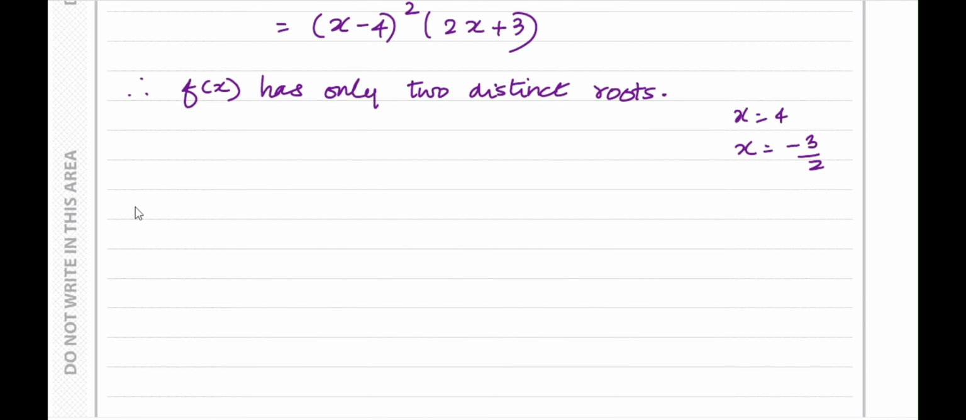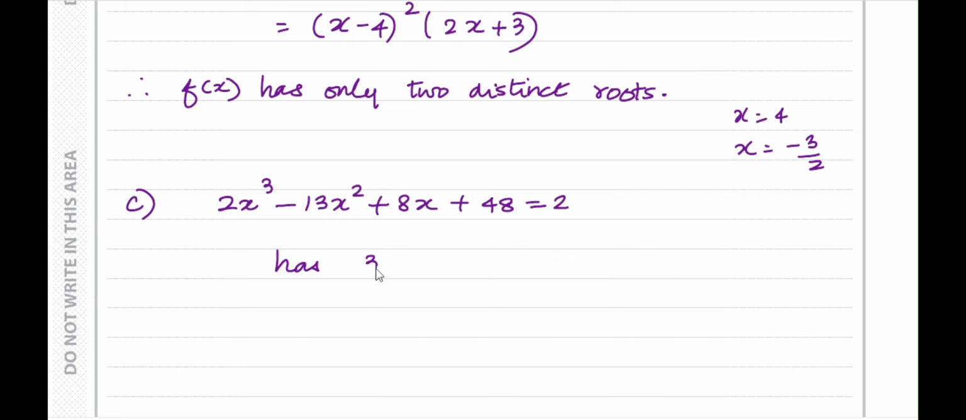So we can write here part C, 2x cubed minus 13x squared plus 8x plus 48 equals 2 has 3 roots. Let me write it in words.